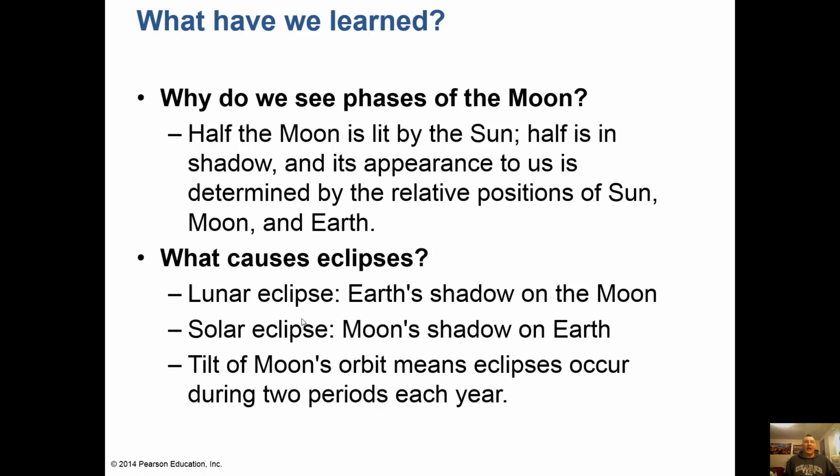So we have learned that half the moon is always lit by the sun, half of it is in shadow, and its appearance to us is determined by the relative changing angles of the sun, moon, and earth. We know the eclipses are caused by the Earth's shadow on the moon, lunar eclipses, that's when the shadows come into play, or the moon's shadow on the Earth for a solar eclipse.